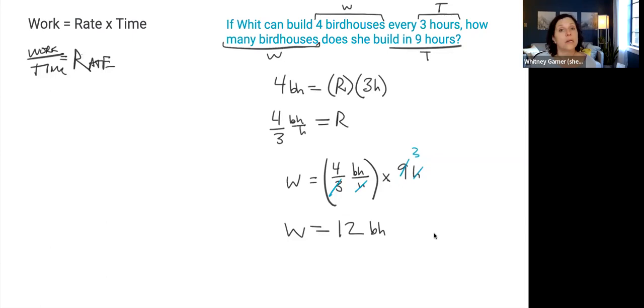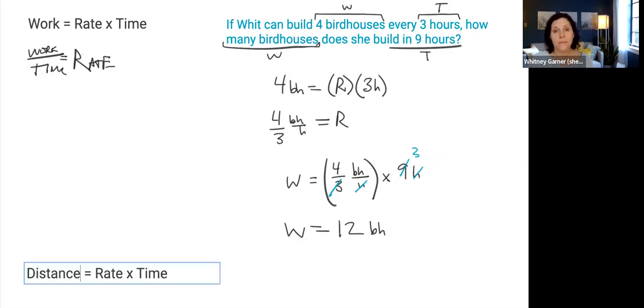So our fundamental work equals rate times time formula is what we'll apply anytime we've got folks working together. Now it turns out that our distance equals rate times time is the work formula. It's the exact same formula. It's just that in this case, the unit of work is a distance, right? So now this unit of work has changed from being a birdhouse to a distance, a measurement of how far someone goes. That's the work that's being done.